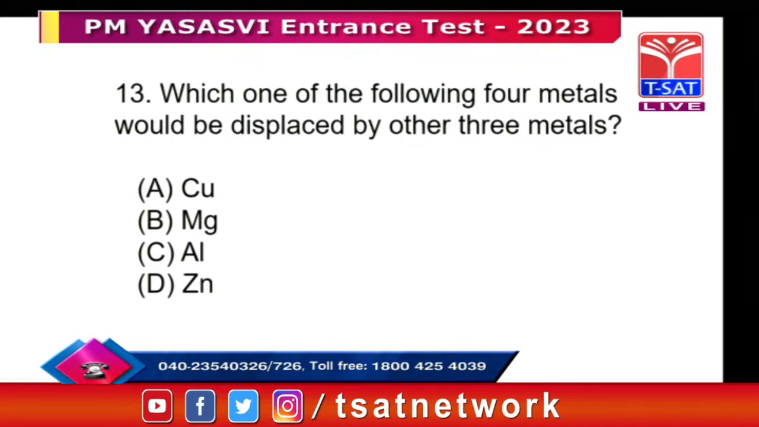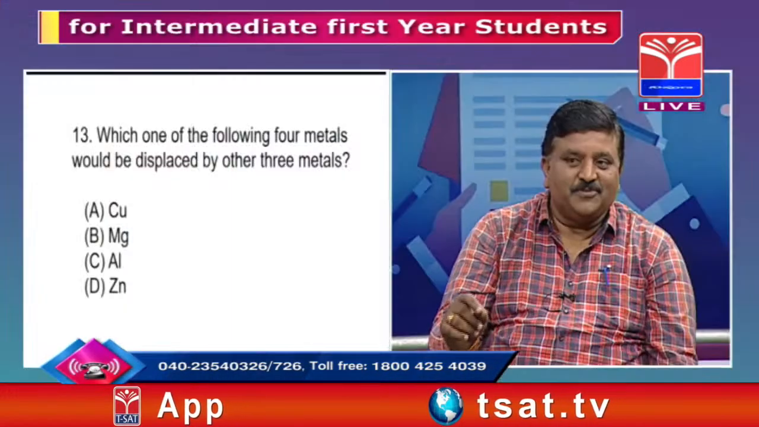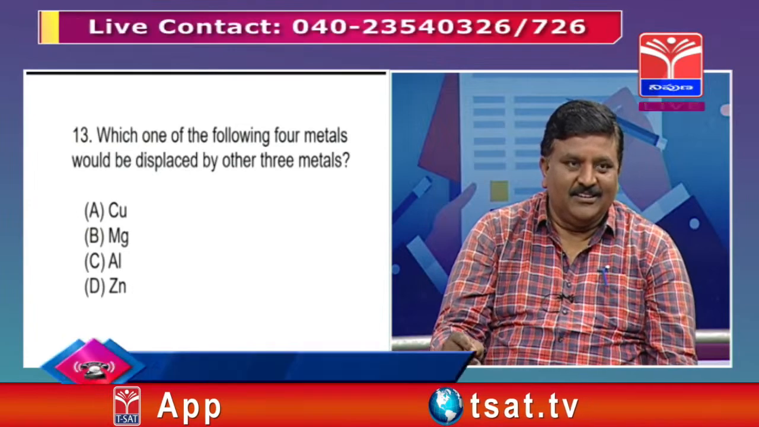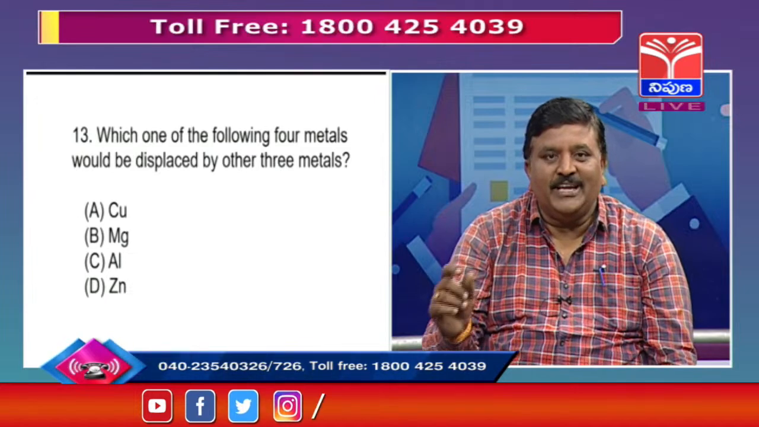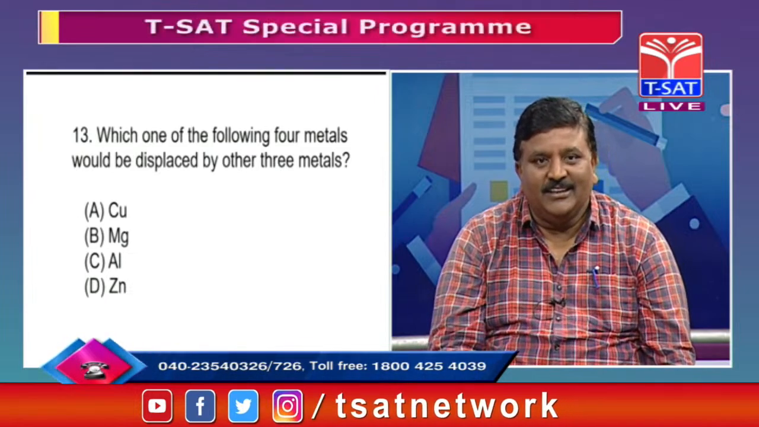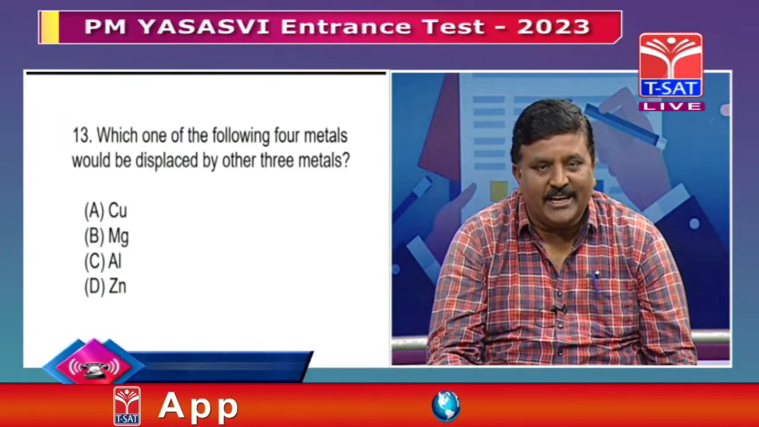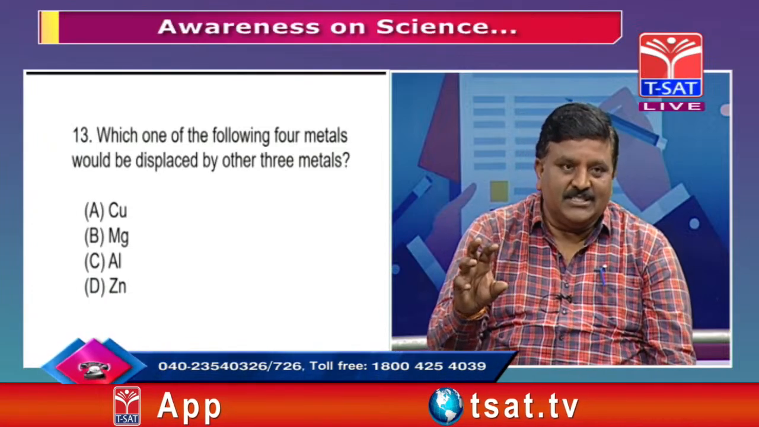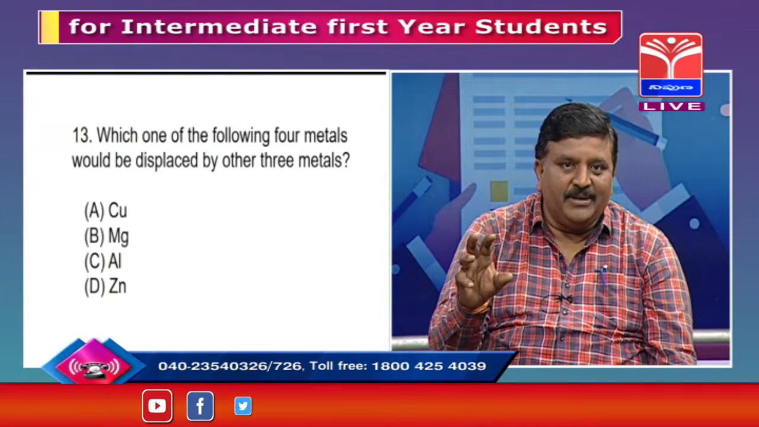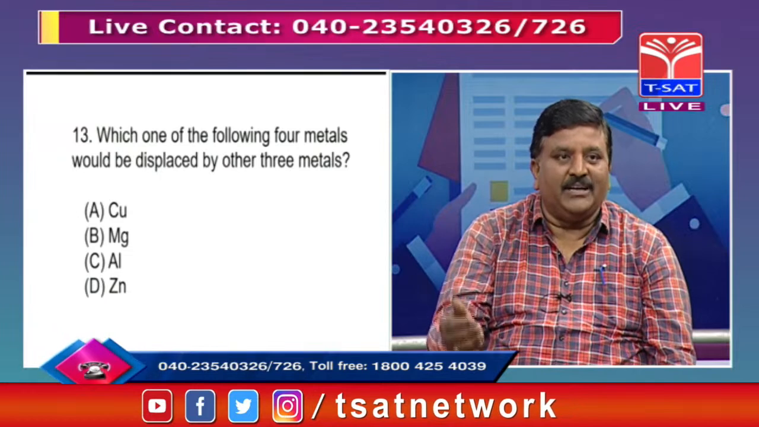Sir, they only need to choose one metal from these 4 metals, the one displaced by the other 3 metals. Yes. In the order of reactivity, they need to choose the low reactivity metal. If it is being displaced, it has low reactivity. That is why they need to identify the reactivity series: which metal is highly reactive, which is moderately reactive and which is low reactive.